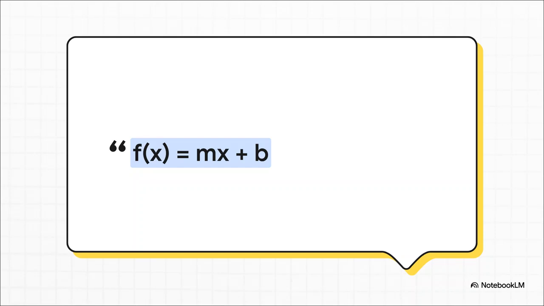The Y is your goal, the total money you'll have. That's made up of M, your hourly wage, multiplied by X, the number of hours you work. And then you just add B, the cash you already started with. See? It's simple, it's clean, and it's an incredibly effective blueprint.